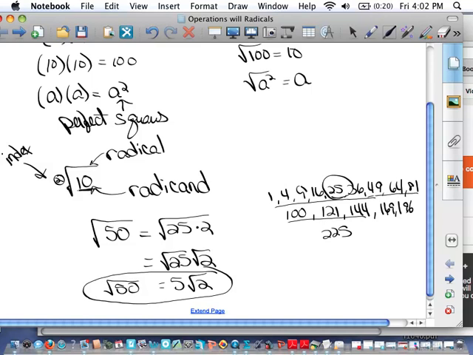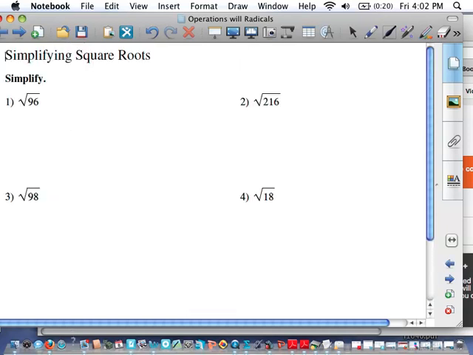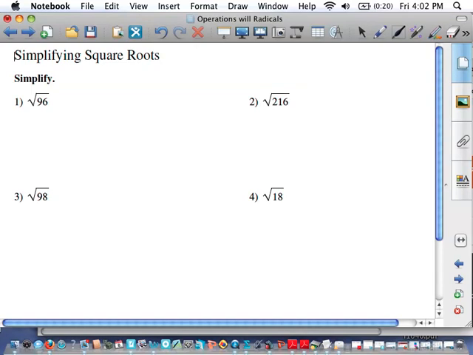Now let's take a look at a couple of practice problems for simplifying radicals. The first one is the square root of 96. So you have to ask yourself, well, what numbers can I multiply together to get 96? And I'm not really sure what my perfect squares are. So I'm going to take my calculator, and I'm going to take 96 and divide by 2. That gives me 48. Well, 48 isn't a perfect square, so I'm going to try again. 96 divided by 3 gives me 32. 32 isn't a perfect square either.